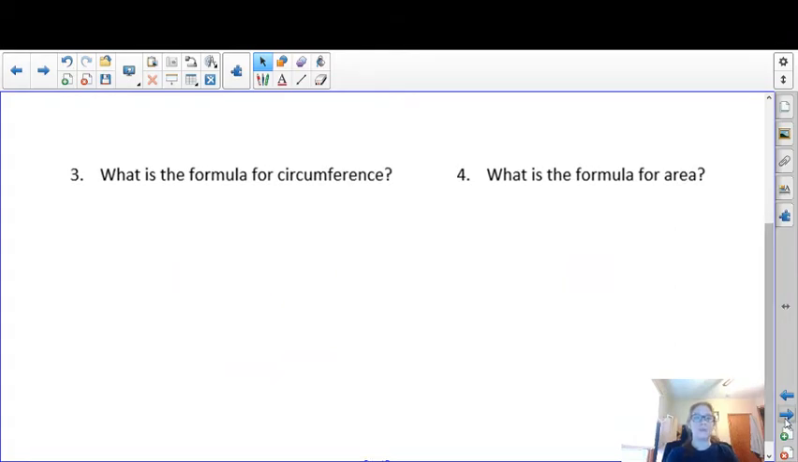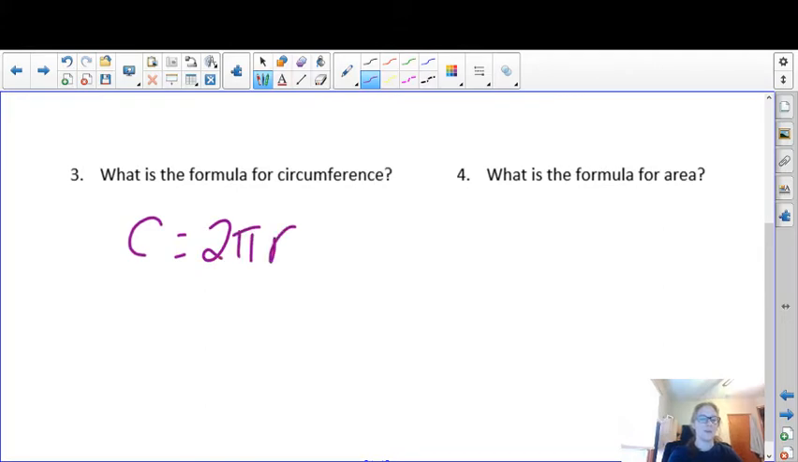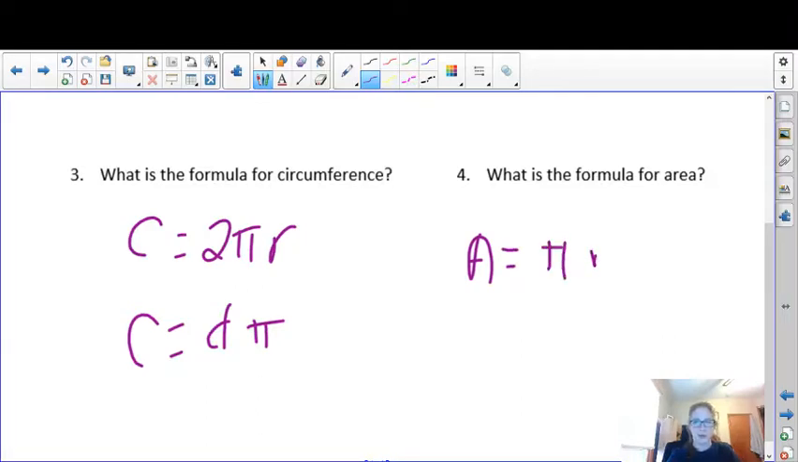What is the formula for circumference? Remember, there's two of them. It was C is equal to 2 pi r, or C is equal to pi d, or d pi, same thing. And then, unfortunately for area, there's only one formula, and it's pi r squared.